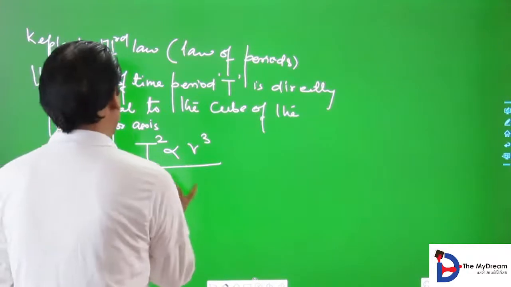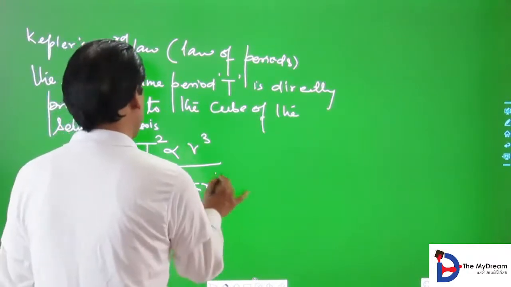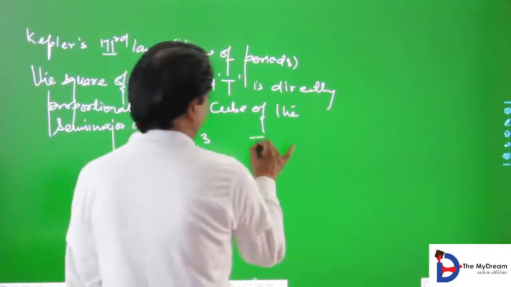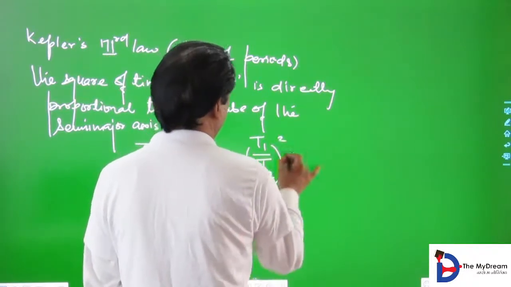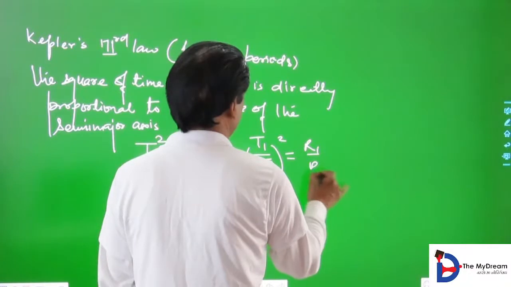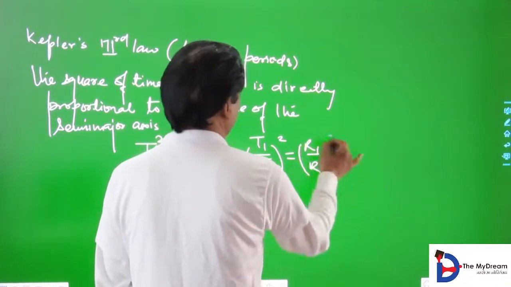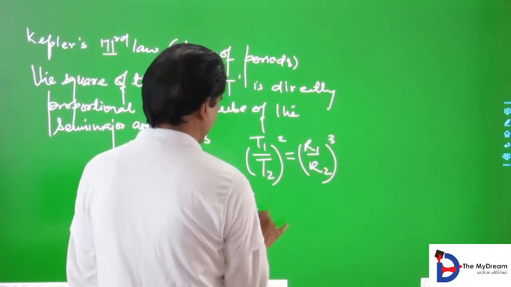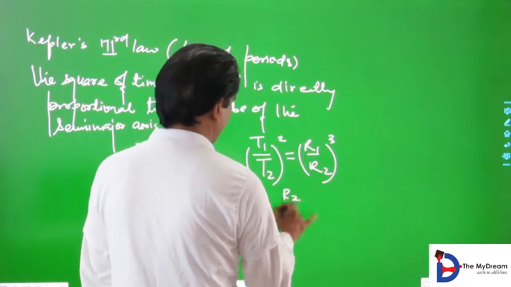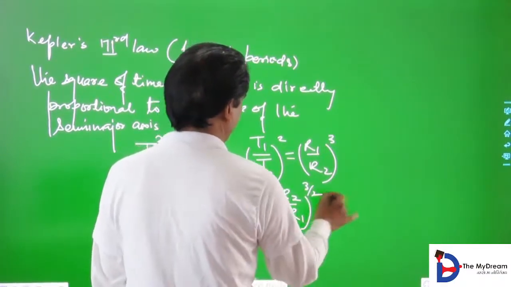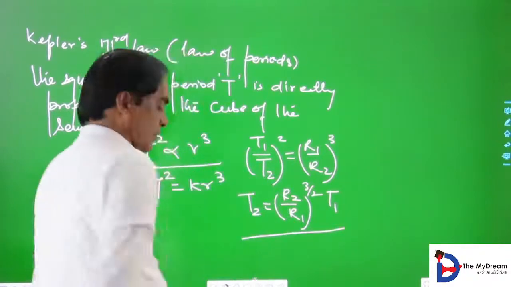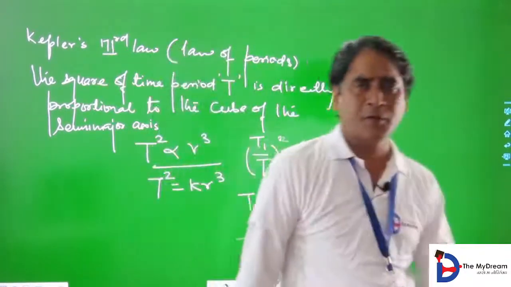As you replace the proportionality sign, there is a need for a constant. If you are comparing, then it can be written down. Or you can say T2 is equal to T1 into (R2 by R1) raised to the power 3 by 2. For the comparison point of view, you can go through this.